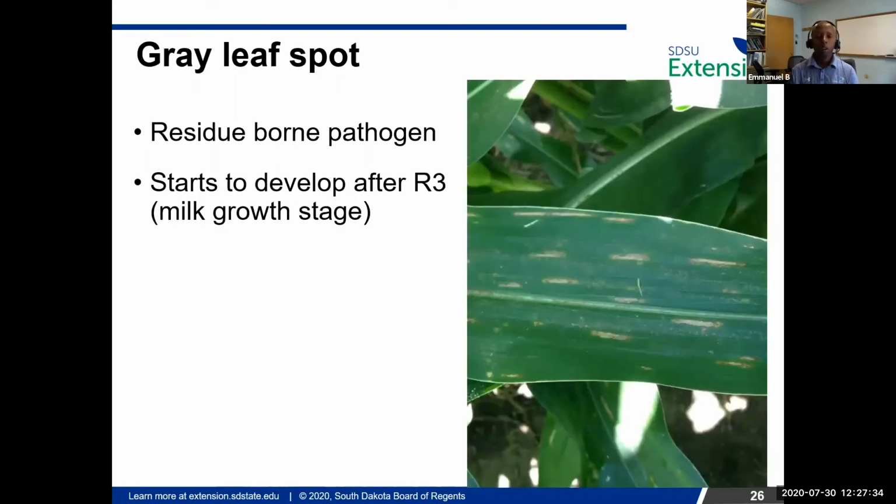One common disease you might see, although it's very light on most of the corn fields, is gray leaf spot. This disease is best characterized by looking at the shape of the lesions. It's usually a regular rectangular lesion between veins. And so one of the best ways to tell you have gray leaf spot is simply to look at the shape of the lesion.